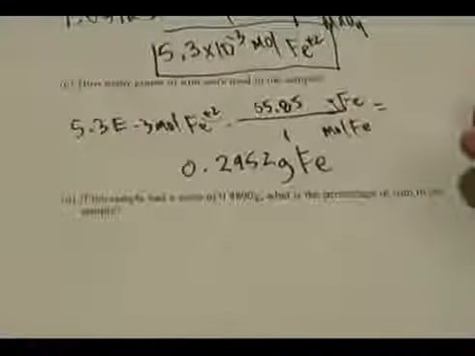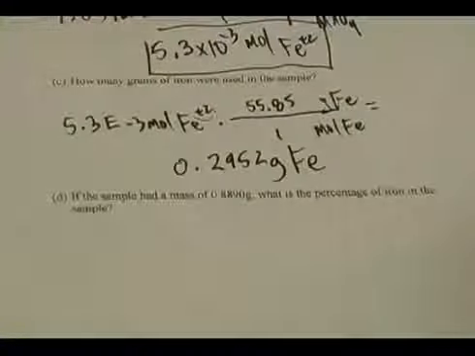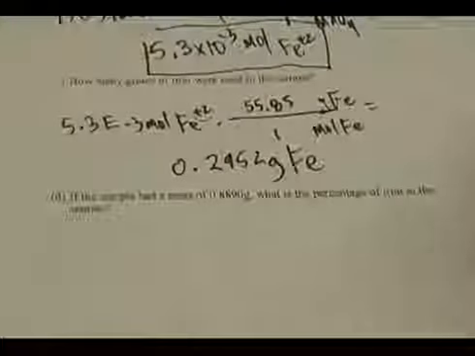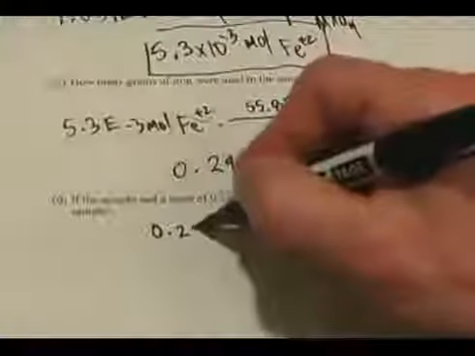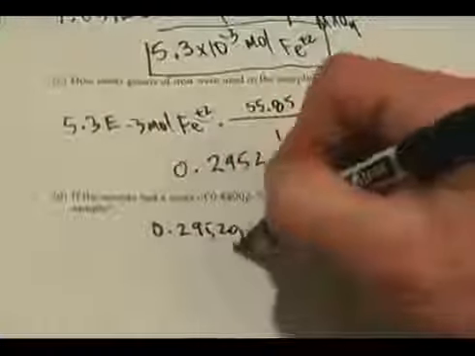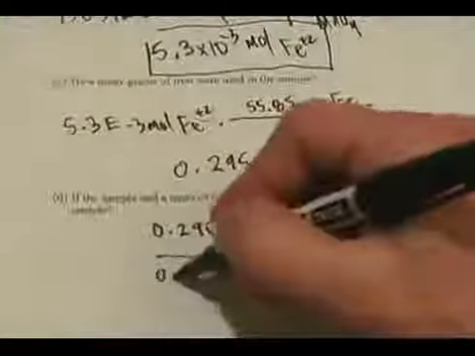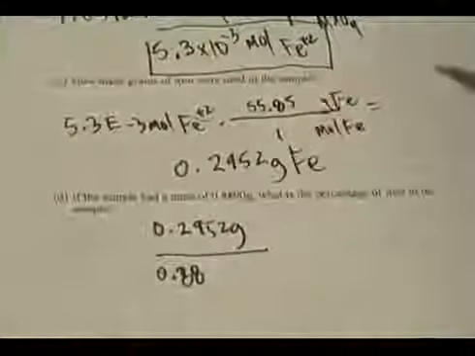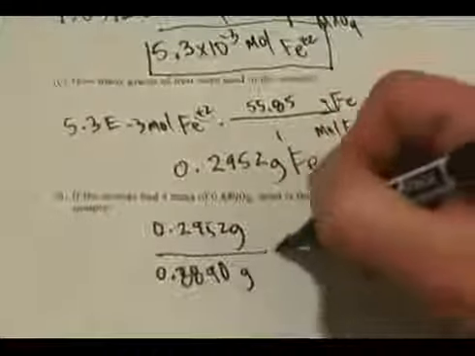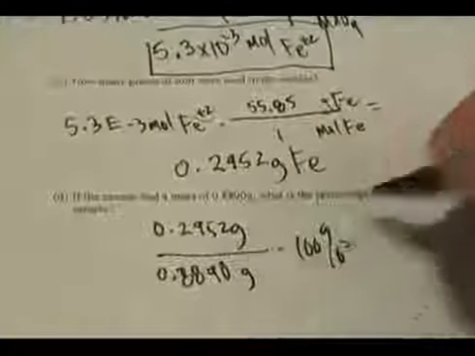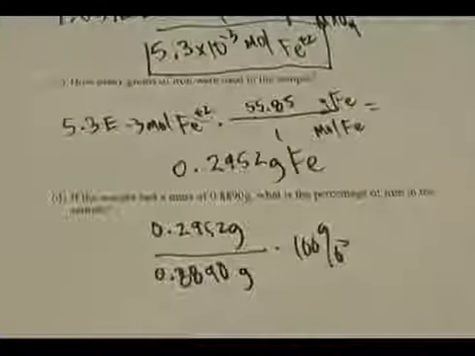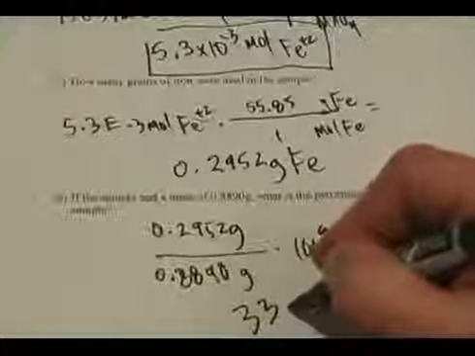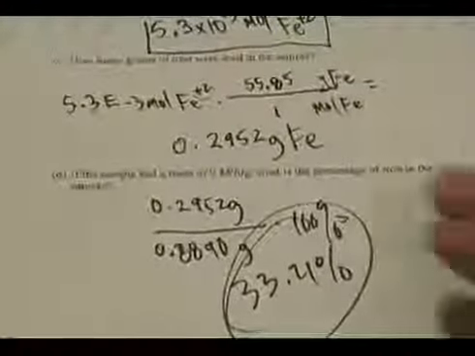And then lastly, it says if the sample had a mass of 0.8890 grams, what is the percentage of iron in there? Well, remember, percent is always part divided by whole, and our part is 0.2952 grams divided by the whole thing, which is 0.8890 grams times 100%. Divide those, multiply by 100%, and it turns out it's about 33.21%. So there's our percent of mass of iron that was in the sample.